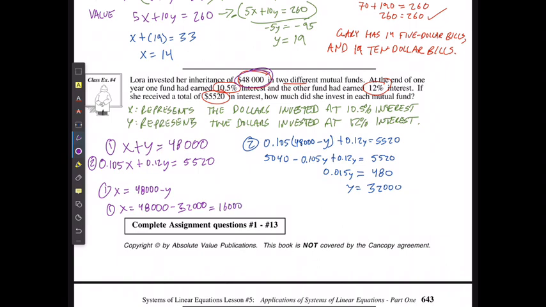I can put it back in, verify that everything is going to work, which it does, and then I'm going to state my solution. Laura invested $16,000 at 10.5% and $32,000 at 12%. And that's it.